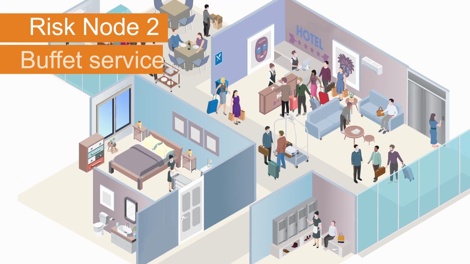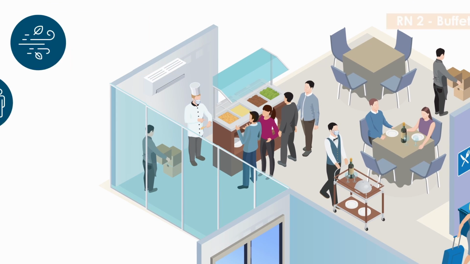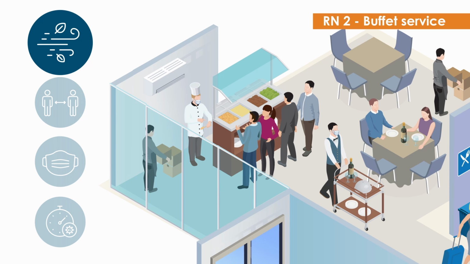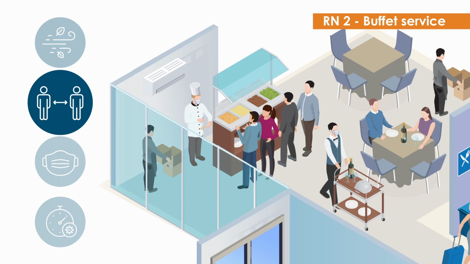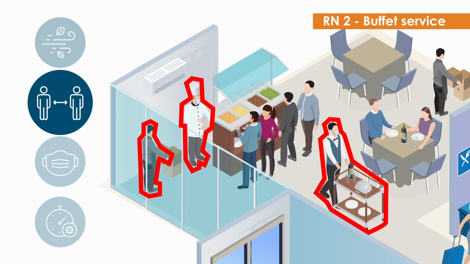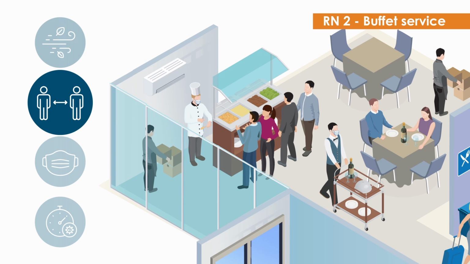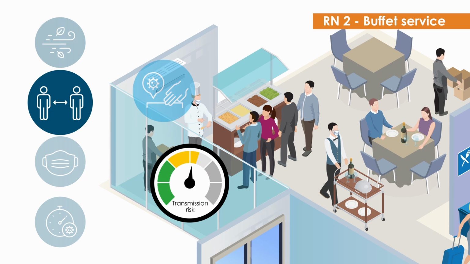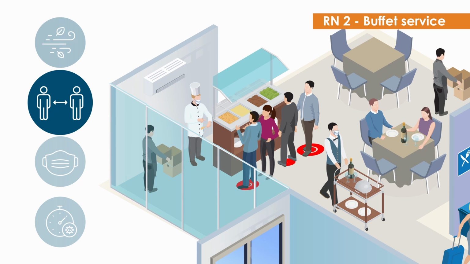Risk Node 2, buffet service. The buffet service is offered in an indoor lounge with air conditioning. The windows are closed to maintain a pleasant temperature. The service is assisted by hotel staff. This prevents customers from touching products and utensils and reduces the risk of transmission by contact, although it creates crowds and lines and exposes staff.